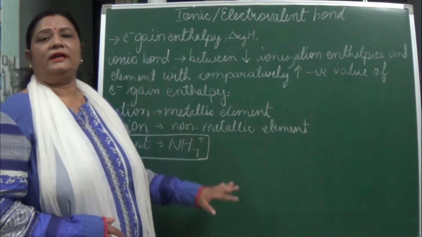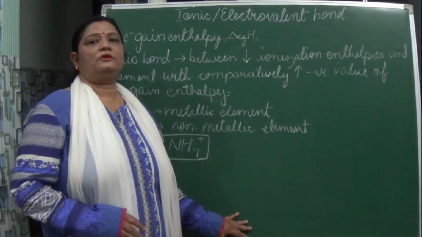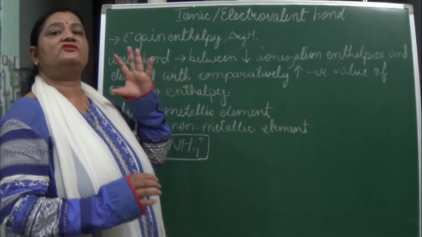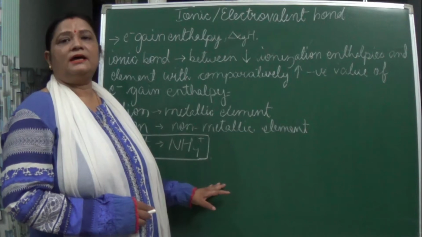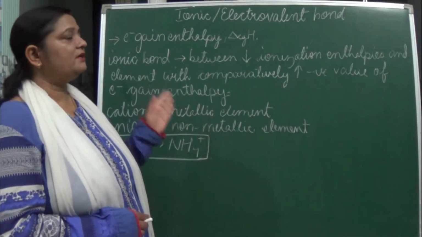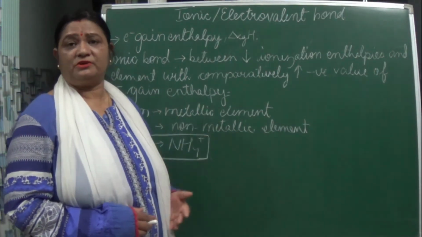Now come on, here what is an ionic or electrovalent bond? Till now you were studying that an ionic bond or electrovalent bond is a bond in which transfer of electron takes place, isn't it? In the last class, 10th, you have studied this only. Yes, here transfer of electron takes place.